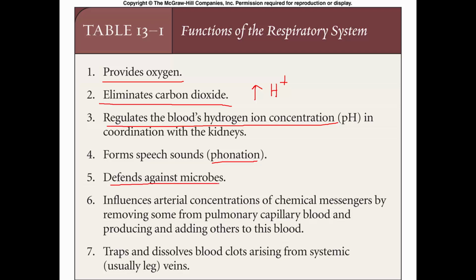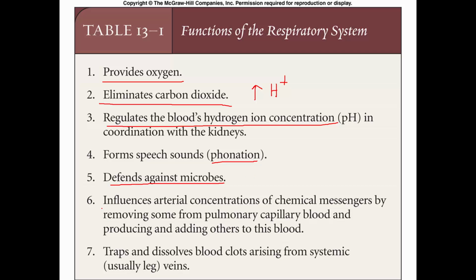Our respiratory system defends against microbes. We have something called the mucociliary escalator that sweeps particles out of the lungs trapped on mucus, and we also have some lymph nodes in the pulmonary system, and we have lymphocytes that are capable of producing a kind of immunoglobulin called IgA to help defend against invaders.